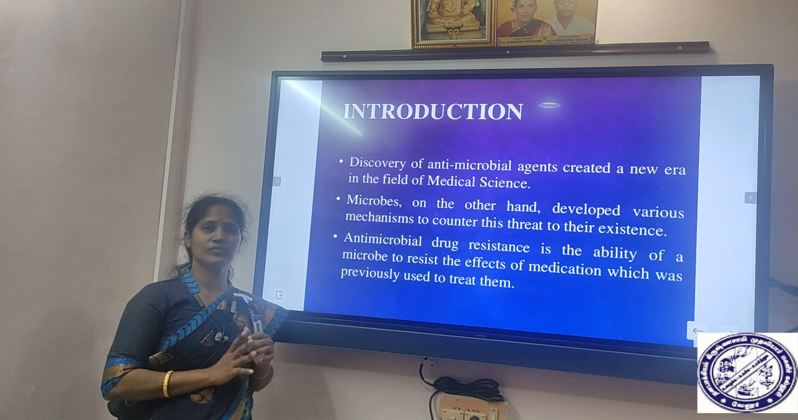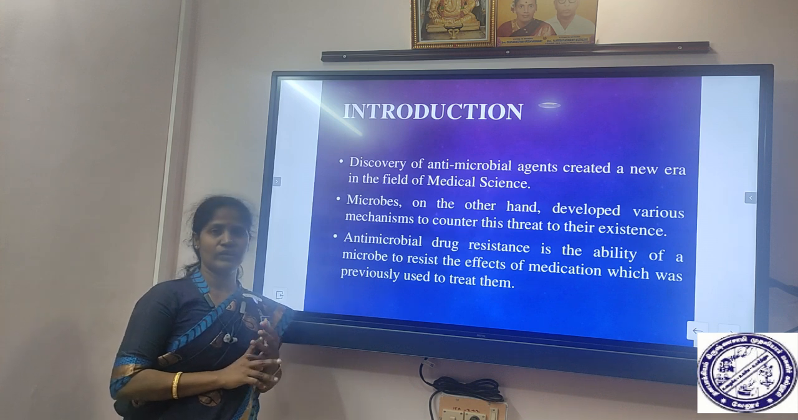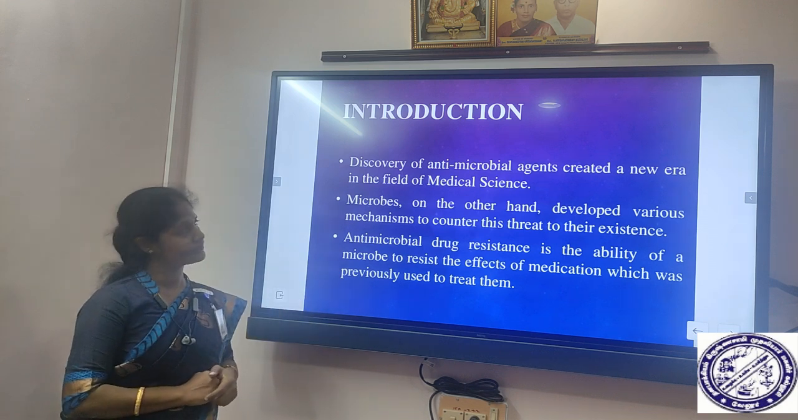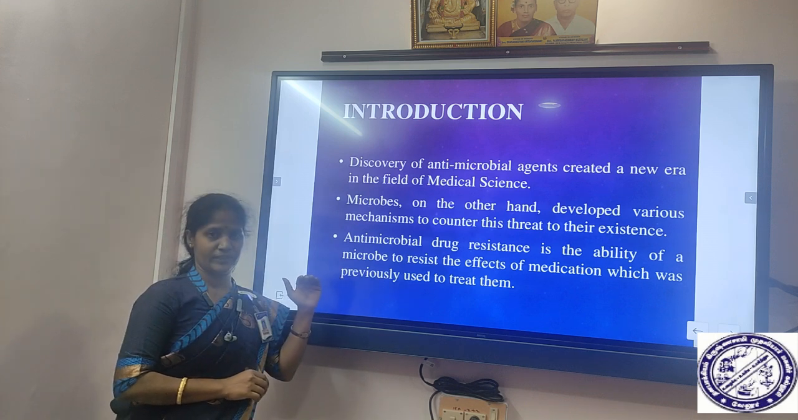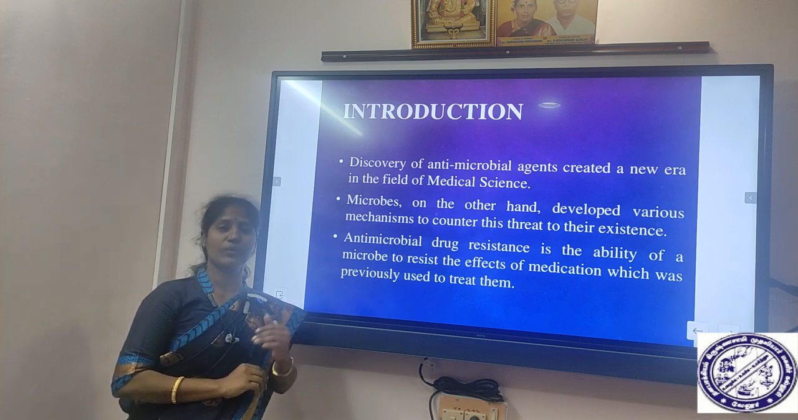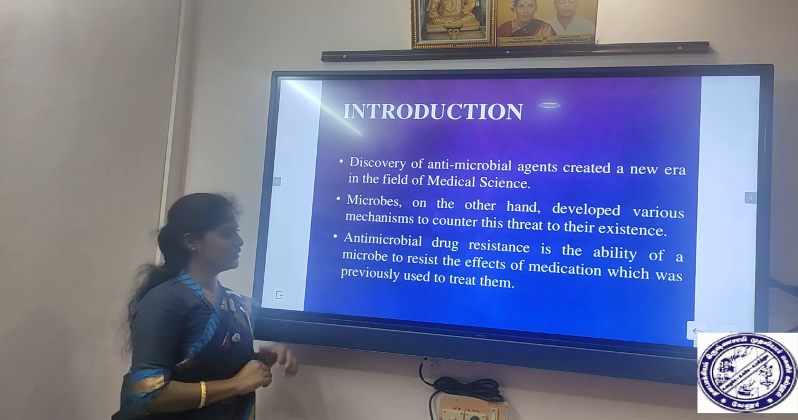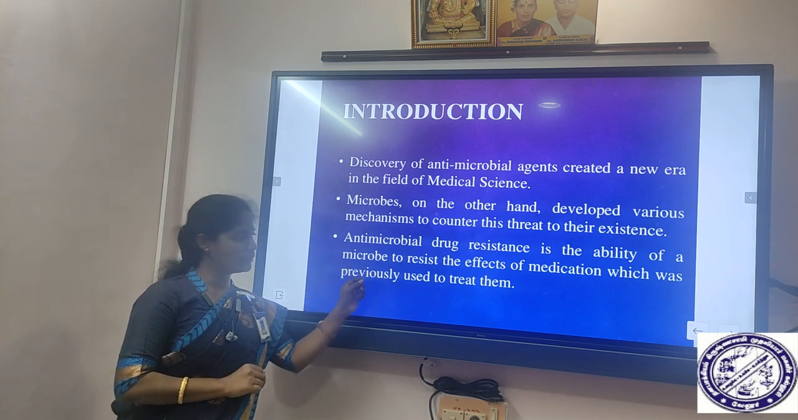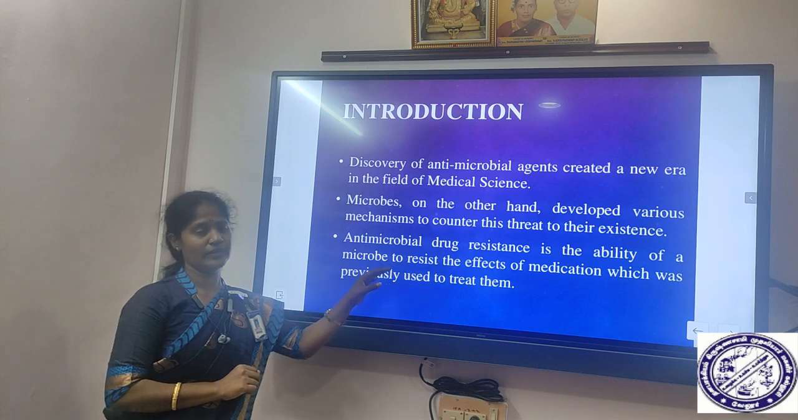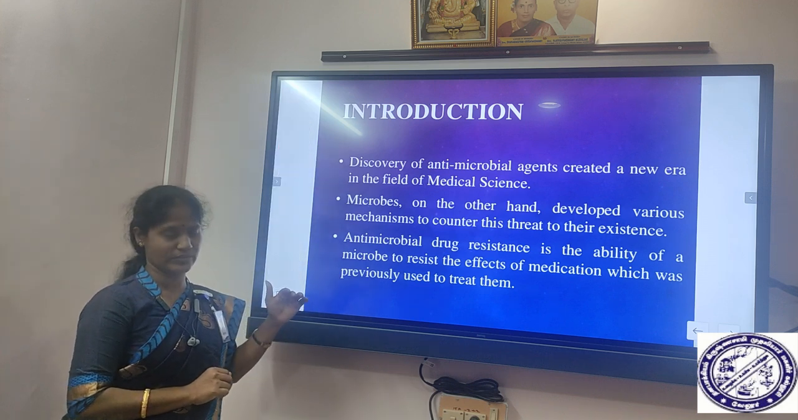Likewise, different types of antibiotics have been introduced by different scientists from different countries, but all types of organisms gain resistance against them. In this slide, the antimicrobial agents, in general we say antibiotics, provide protection against microorganisms for human beings as well as animals. Antimicrobial resistance is the ability of a microbe to resist the effects of medication which was previously used to treat them. Okay, so it is a protective mechanism exhibited by microorganisms.